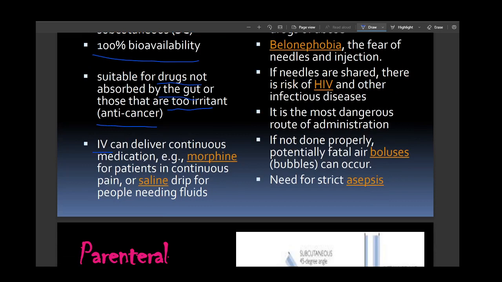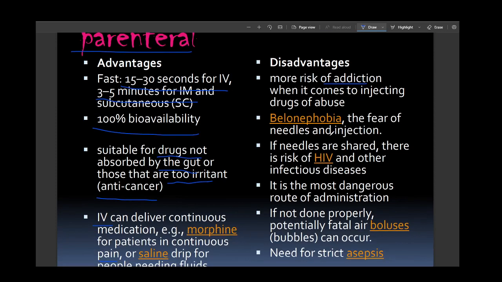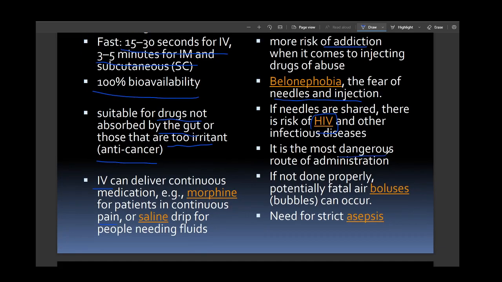IV can deliver continuous medication, for example morphine for patients in continuous pain, or a saline drip for people needing fluids. What are the disadvantages? More risk of addiction because there is 100% bioavailability, and belonephobia, the fear of needles and injections, which is very fearsome. If needles are shared, there's a risk of HIV and other infectious diseases. It is a dangerous route of administration. If not done properly, potentially fatal air embolism, bubbles, can occur. There is a need for strict asepsis.